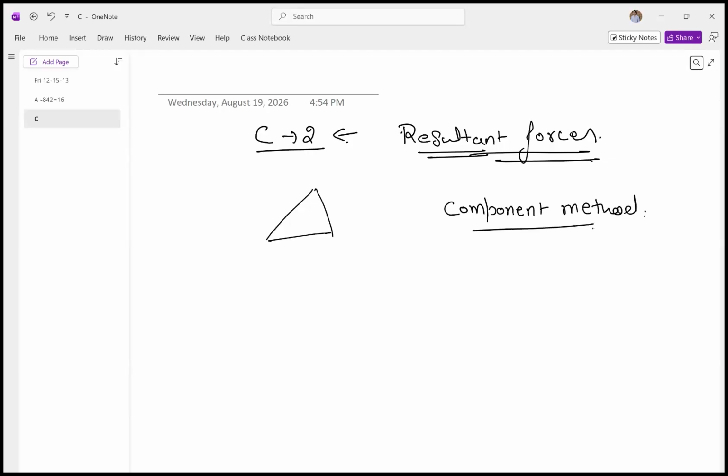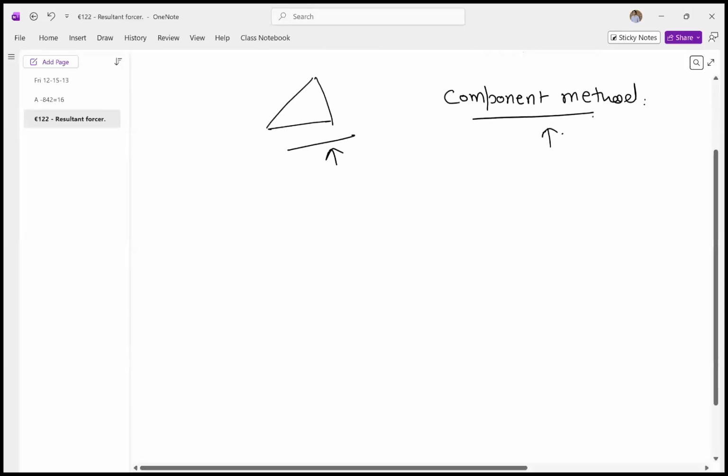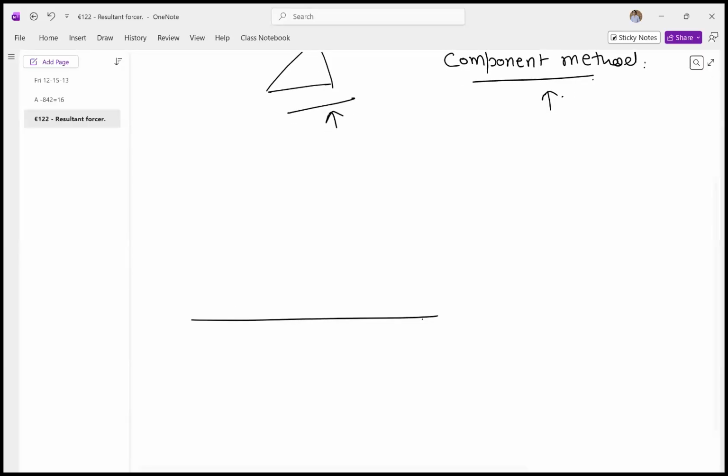Now, first of all, I'll try to solve a question using the triangle method, and then later on, we'll try to solve the same question using the component method. So let's take an example from the book. I'm taking the question, it is example 2.4 on the book.